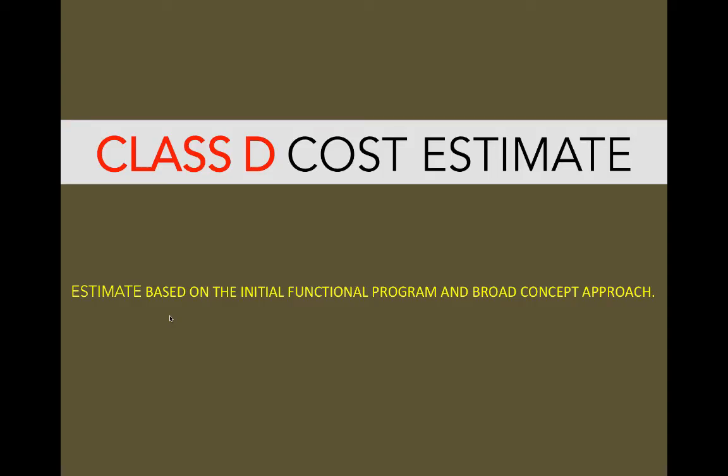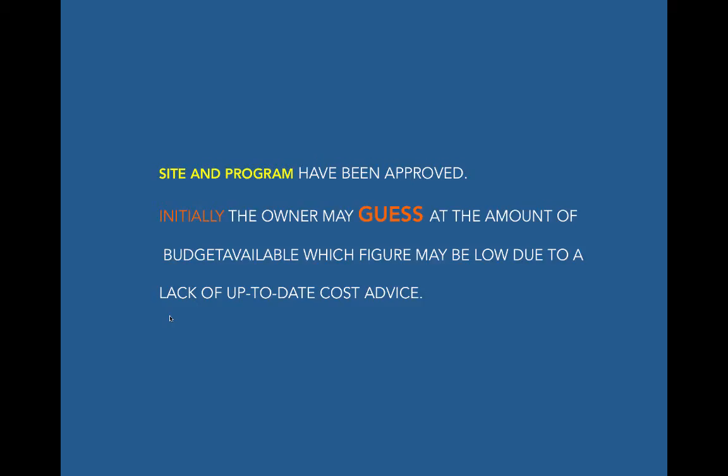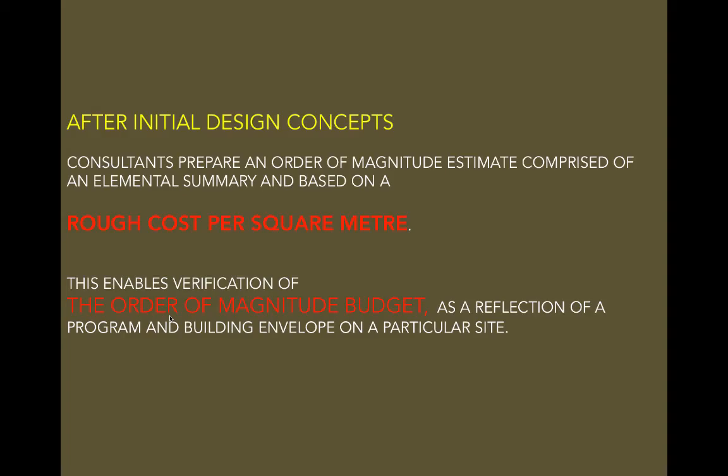So I'll just go through the cost estimates to talk about what they are. The class B cost estimate is an assessment based on the initial functional program, and kind of a broad concept approach. So the site and the program have been approved, and the owner may guess. If we think back to, say, the apartment buildings, I probably took a pretty good guess. After initial design concepts, prepare an order of magnitude estimate, and you get a rough cost per square meter. And so it allows you to verify the order of magnitude.